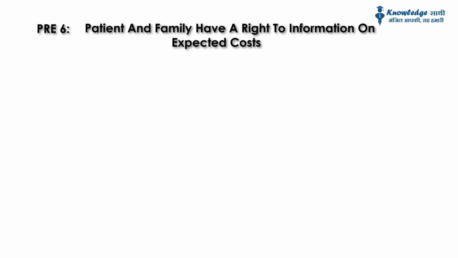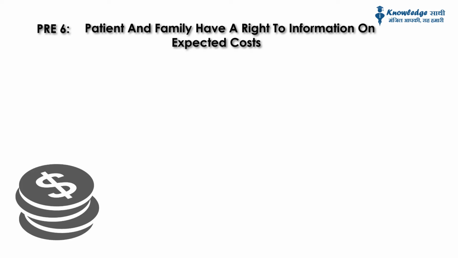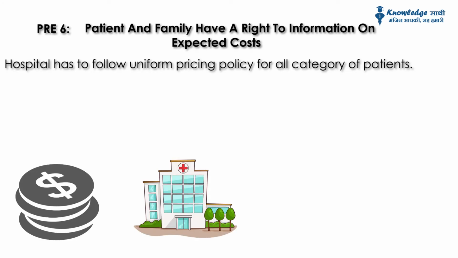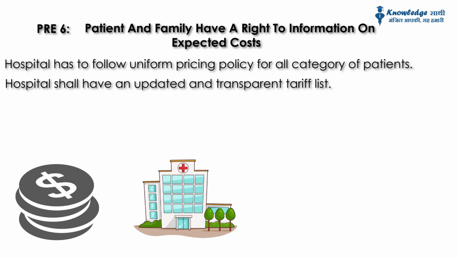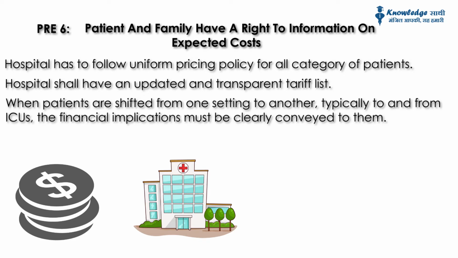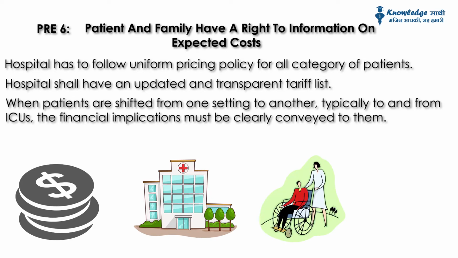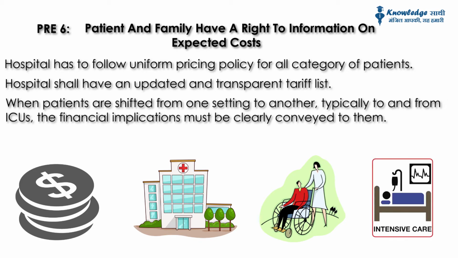Number 6. Patient and family have a right to information on expected costs. Hospital has to follow uniform pricing policy for all category of patients. Hospital shall have an updated and transparent tariff list. When patients are shifted from one setting to another, typically to and from ICUs, the financial implications must be clearly conveyed to them.